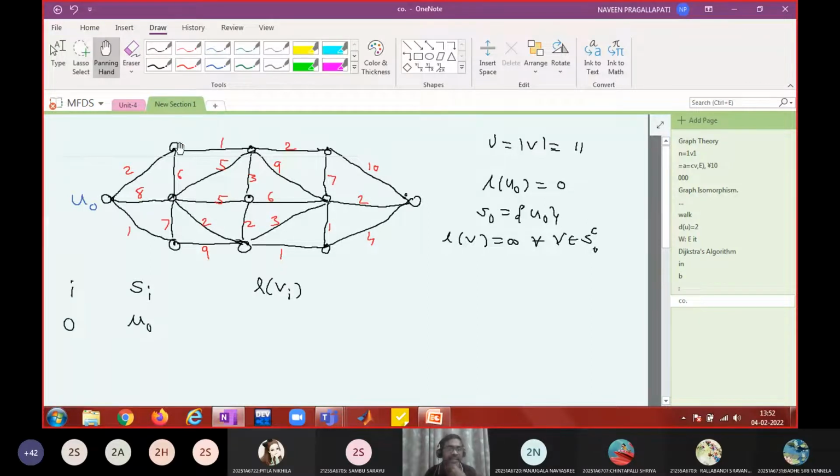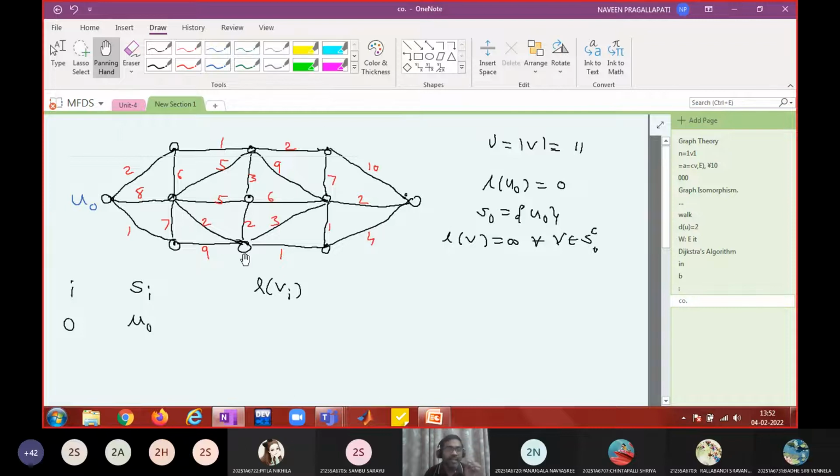You take this vertex and see the distance from this to this. See the minimum distance from this to this. Take this vertex, see the minimum distance from this vertex to this. Take this vertex, compute the minimum distance from this vertex to this vertex. So like that you assign minimum distances to each of the nodes.